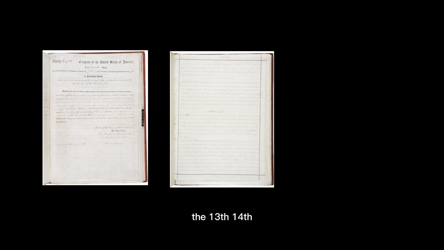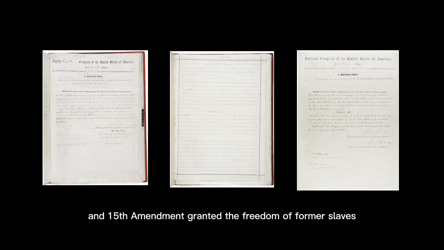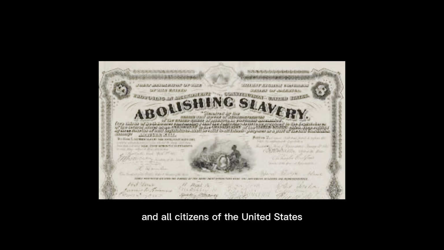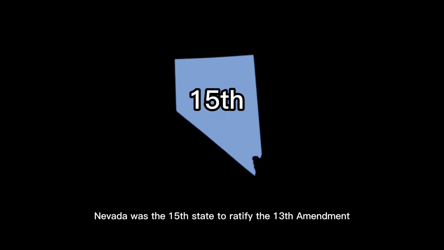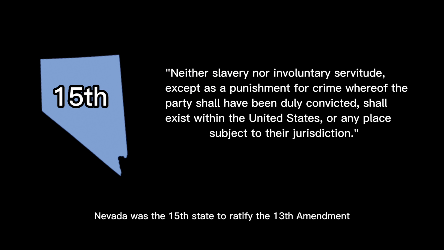The 13th, 14th, and 15th Amendments granted the freedom of former slaves and granted certain civil rights to them. These amendments were intended to protect former slaves and all citizens of the United States against discrimination. Nevada was the 15th state to ratify the 13th Amendment on February 16, 1865.